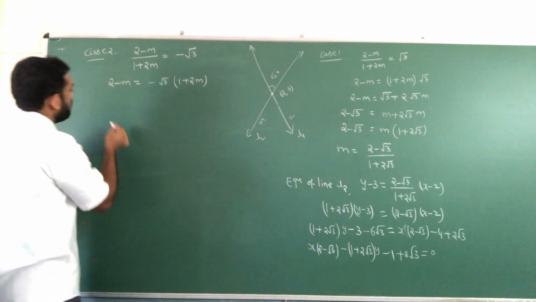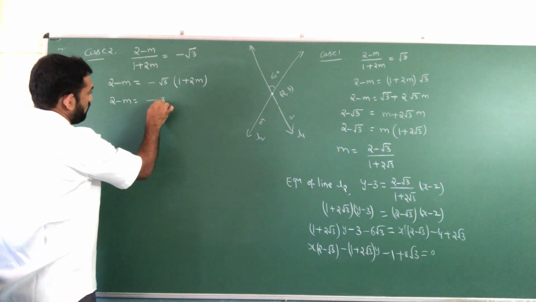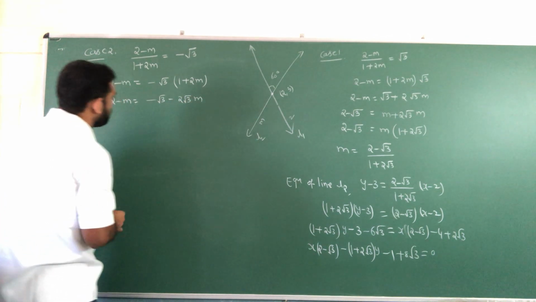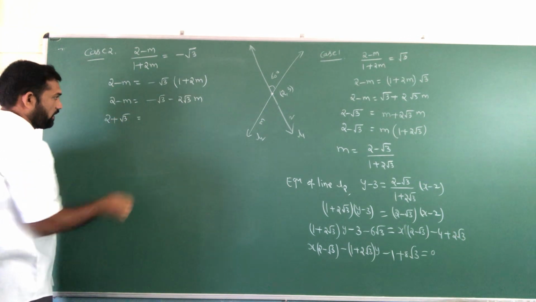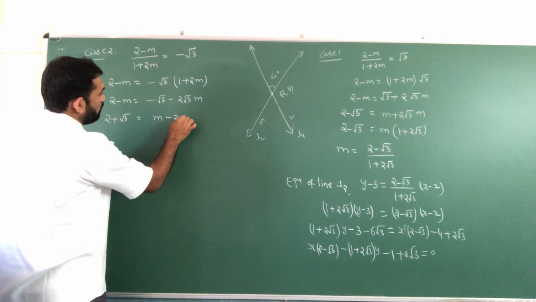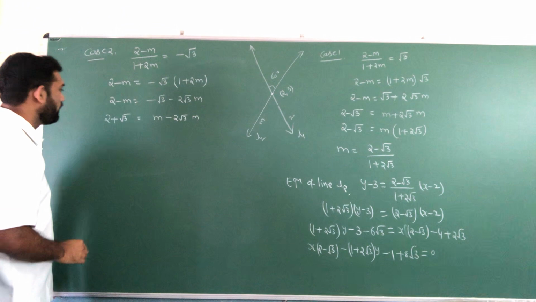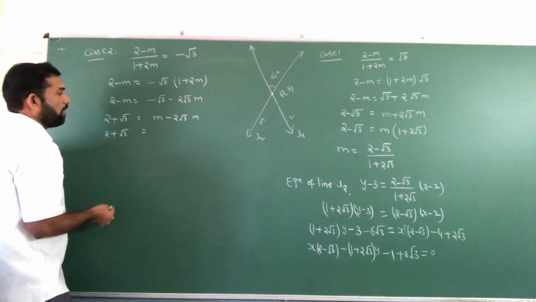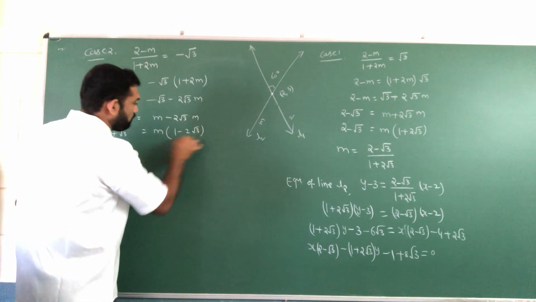So 2 minus m is equal to minus root 3 minus 2 root 3 into m. So 2 plus root 3 on the RHS side. Again, minus m, you write m minus 2 root 3 into m. M values on one side, constant values on one side. So 2 plus root 3, here you take m common: m of (1 plus 2 root 3).